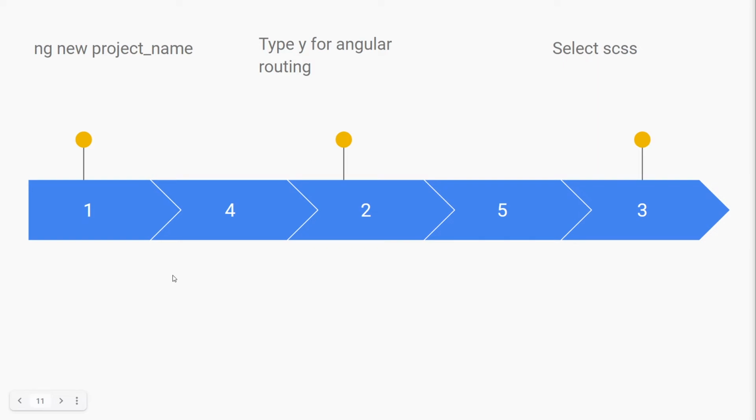Once you install the Angular CLI, we can use it to create a new project. So again, ng new project name, and I think in our case, we're going to go for REST countries API. It will then ask you if you want routing, and of course we're going to use routing, so you're going to type Y for that, and then we're going to select SCSS.